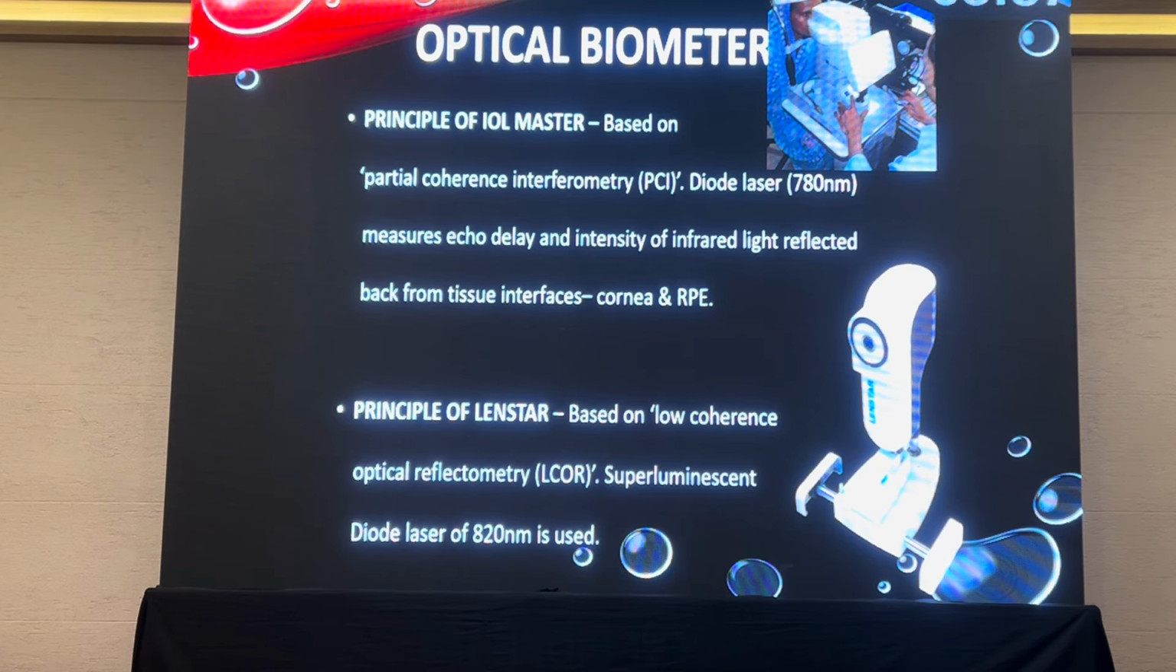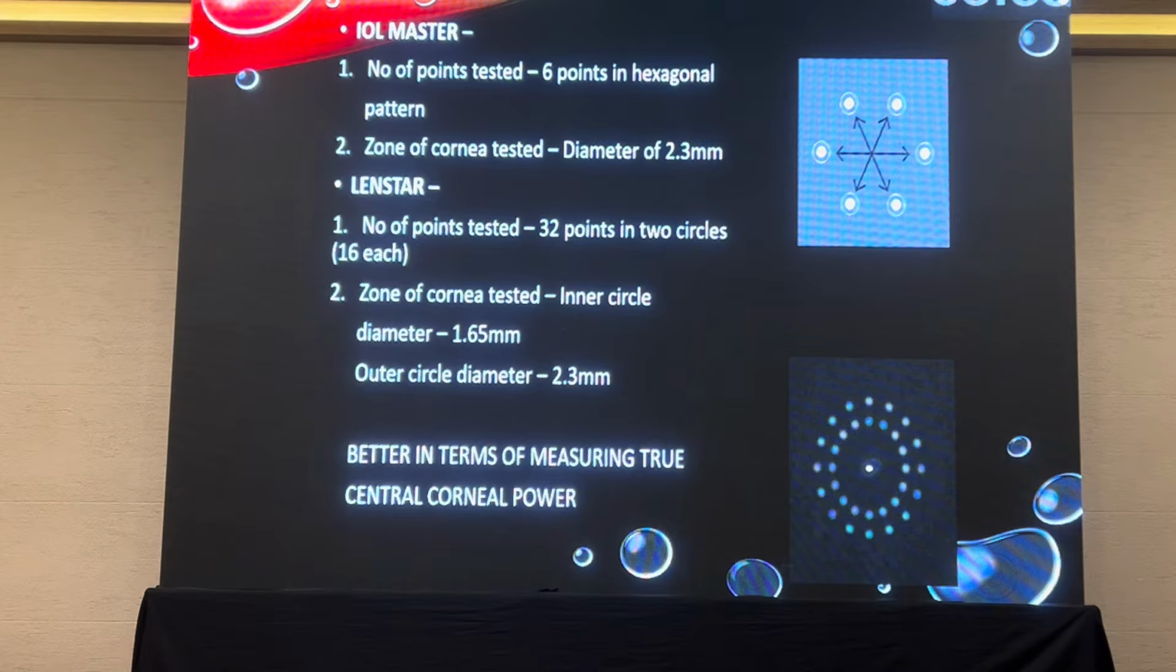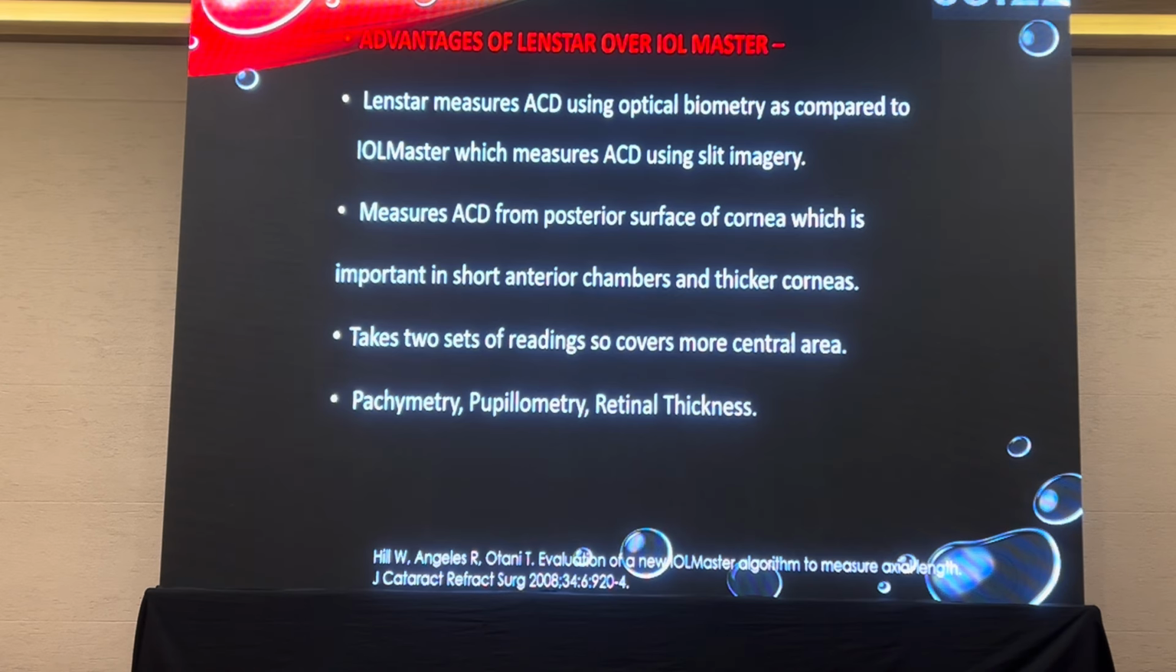Optical biometers, the most common ones are the IOL Master and the Lenstar. Both use diode lasers of different magnitude, and IOL Master uses partial coherence interferometry, and the other one low coherence optical reflectometry. In IOL Master, the corneal points are a hexagonal 6 points in a diameter of 2.3, whereas in the Lenstar there are two circles of 32 points, the first ring is 1.65 and the other one is 2.3, and between the two, both are good.